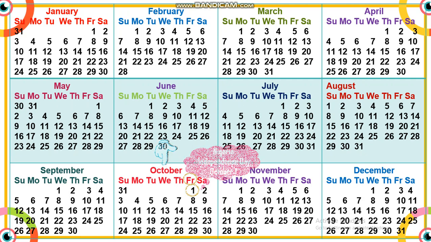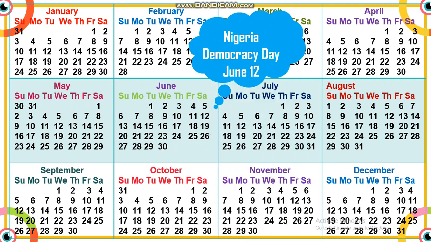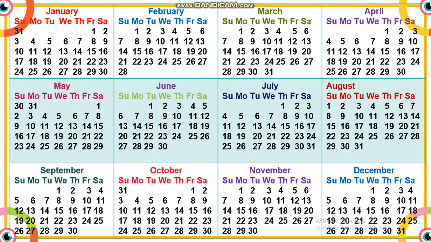Well done. And another one, Nigeria Democracy Day, and that is June 12. Look out for the month of June. Then the figure, which is 12. 12 is on a Saturday. June 12 is on a Saturday. Good job. One more example.